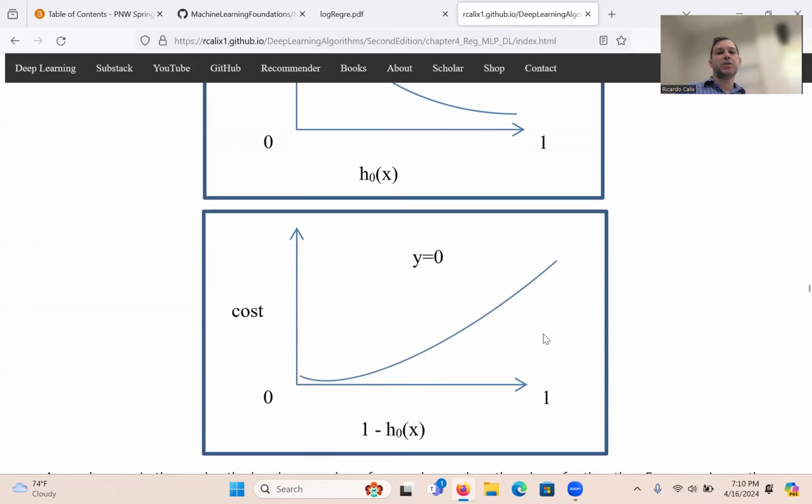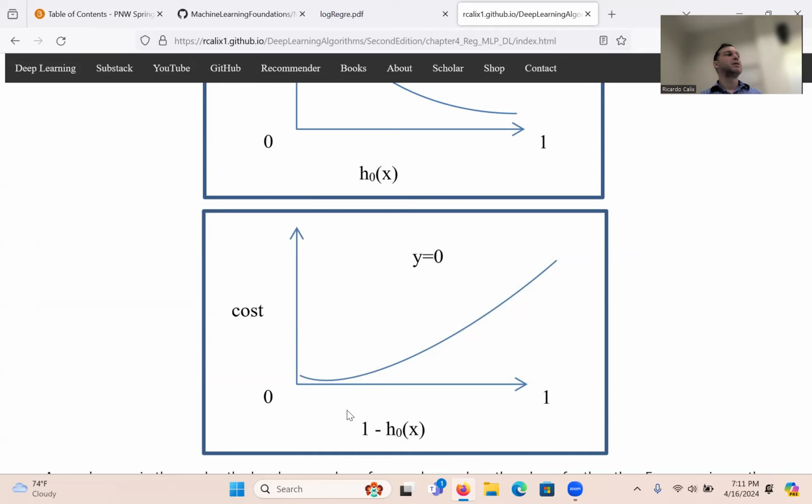And then in the other case, when the real value is zero, you use the other equation. The other equation creates this graph. If you take gradient descent in that equation, you optimize the loss when the predicted value starts to approximate zero, which is what you want, because the real is zero and the predicted is zero. Remember that the predicted is in terms of the function that you're learning. Does that make sense, guys?